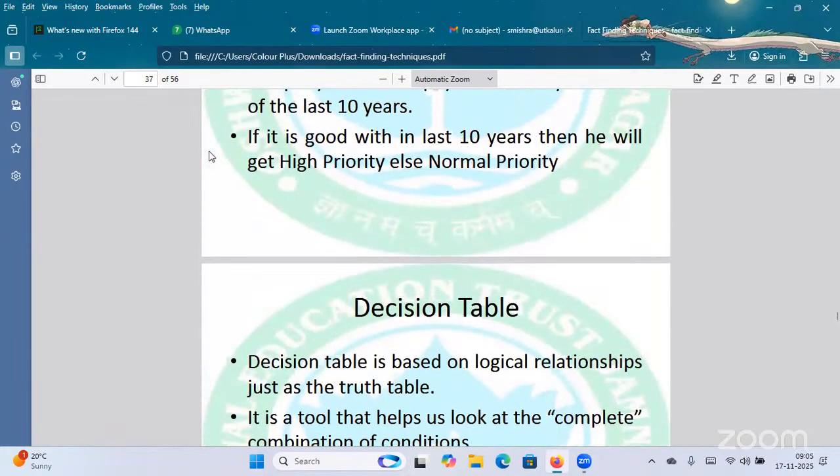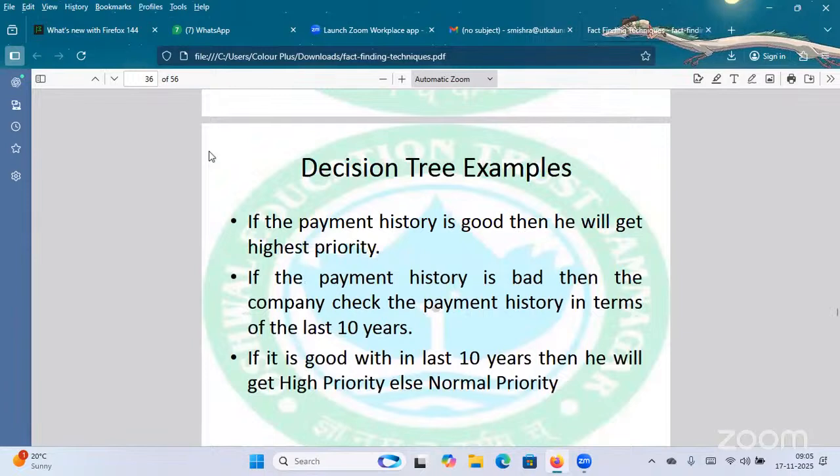If the payment history is good, then he will get highest priority. If the payment history is bad, then the company checks the payment history in terms of the last 10 years. If it is good within the last 10 years, then he will get high priority, else normal priority. So you have to make a decision tree on that question. Clear? So that is another example where you can prepare a decision tree.